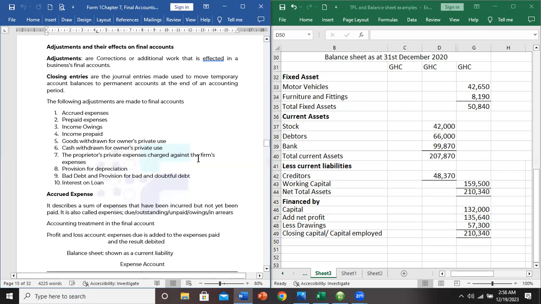My dear student, we have to go through 10 adjustments. 1, 2, 3, 4, 5, 6, 7, 8, 9, 10. Trust me, they are very easy, but they are also tricky. So meet me in the next session and let me take you through adjustment.